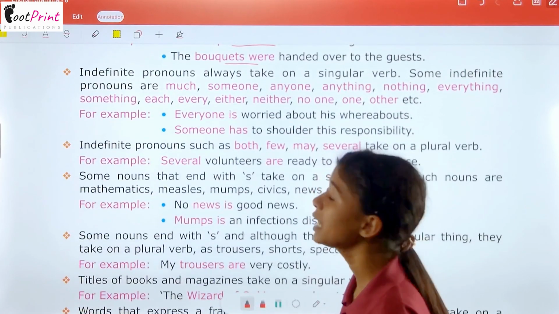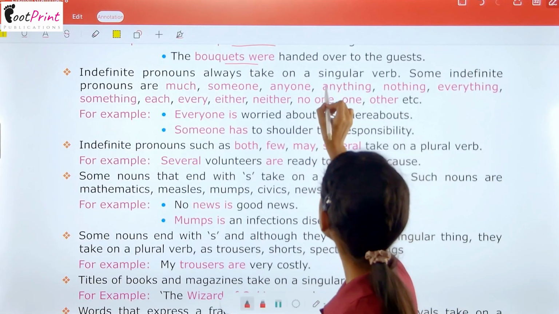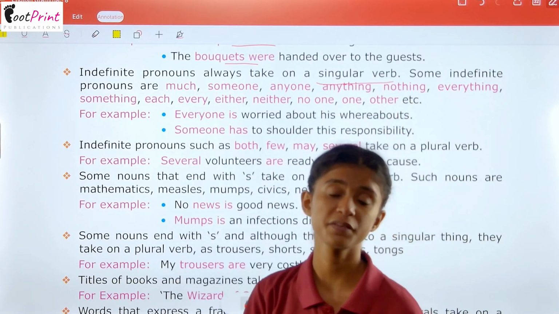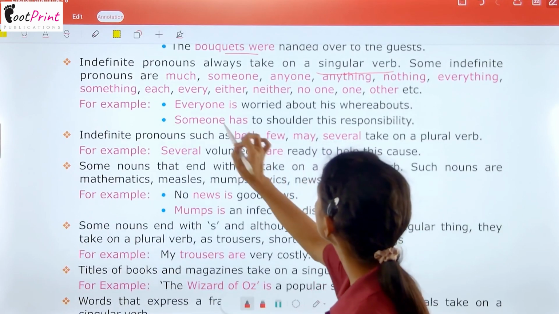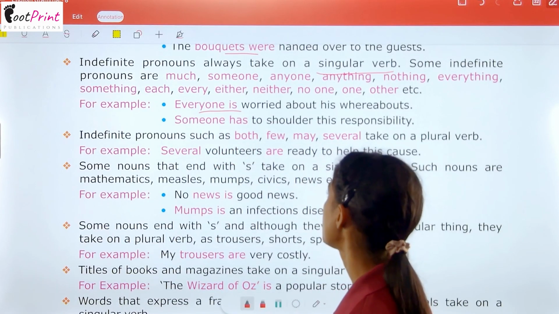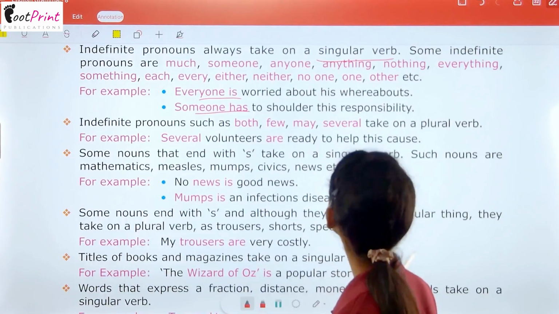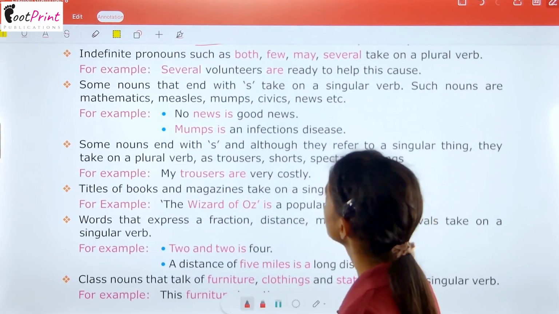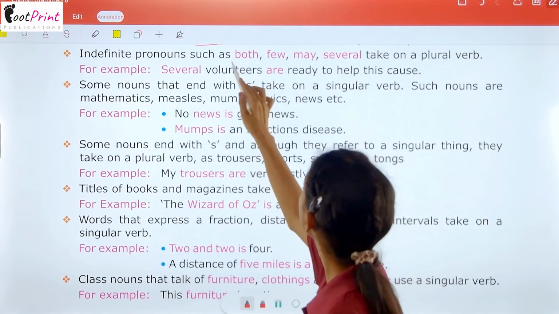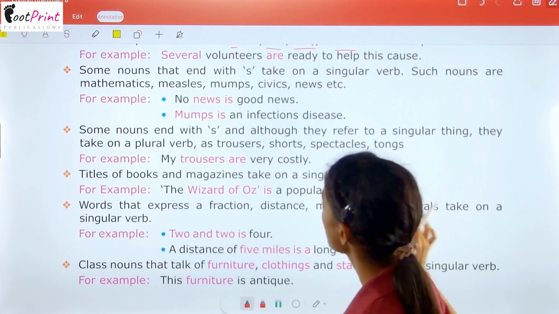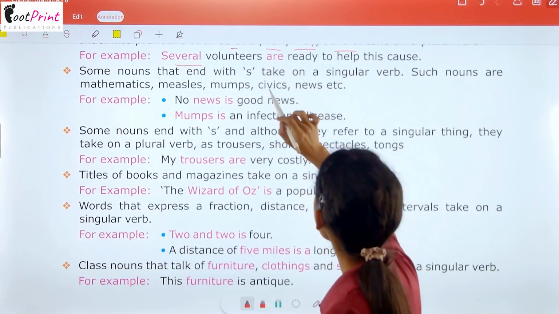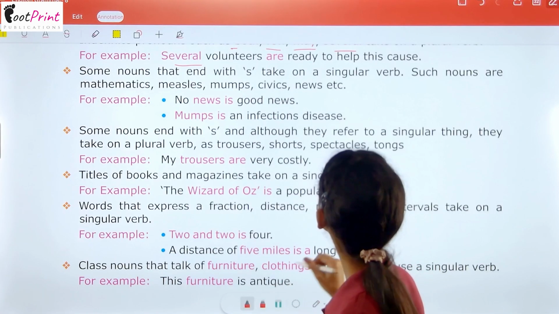Now, indefinite pronouns always take a singular verb. When there is an indefinite pronoun, it will take a singular verb. Let's see the example. Everyone is worried about his whereabouts. Someone has to shoulder this responsibility. Indefinite pronouns such as both, few, many, several take a plural verb. Now how? Several volunteers are ready to help this cause.